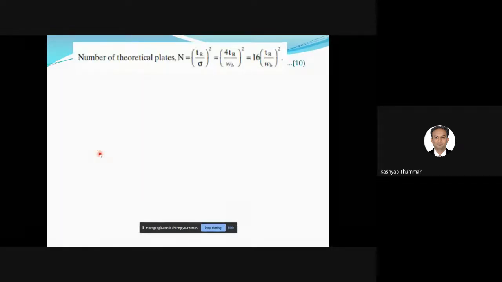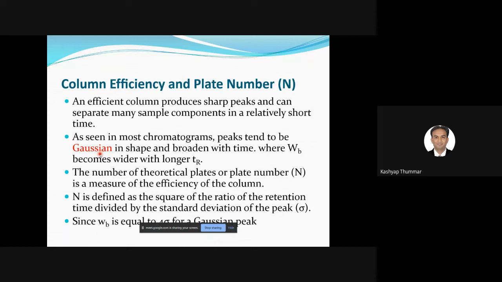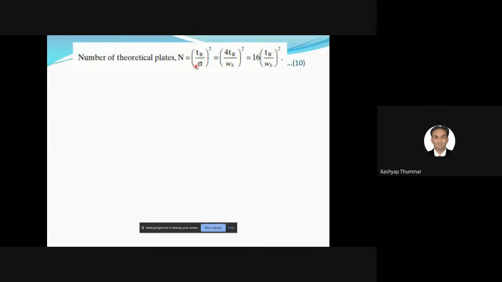So here the equation: number of theoretical plates N is equal to the square of the ratio of TR upon the standard deviation. And since WB is equal to 4 sigma for a Gaussian peak, we replace the value of sigma with WB divided by 4. By simplifying this equation, N equals 16 into bracket TR upon WB, whole square.